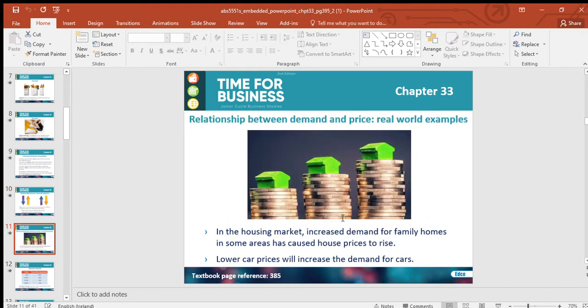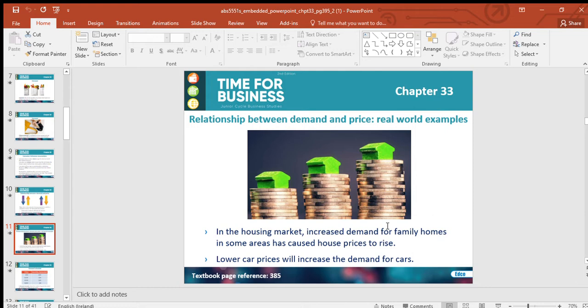Relationship between demand and price, real world examples. Housing is always interesting to look at for demand and supply because obviously it's a large amount of money. In the housing market, increased demand for family homes in some areas has caused house prices to rise. It's a huge thing, especially when the economy is generally doing very well. People generally have a little bit more money, and if people have more money, they might be willing to buy more houses. So an increased demand, or more people willing to buy a house, can cause the house price to go up.